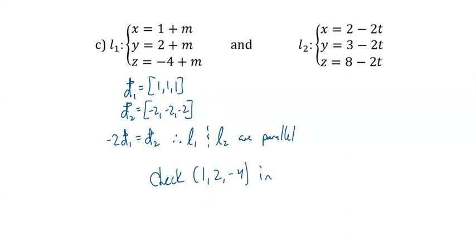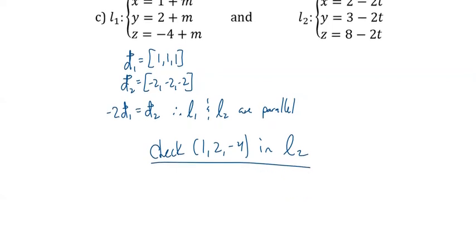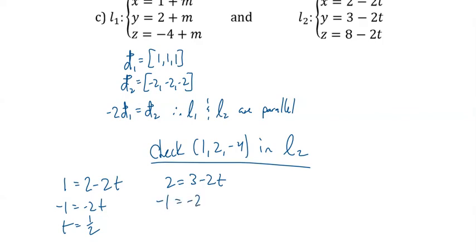t is inconsistent. The point is not on line 2. Parallel and distinct, no solutions. Your practice is just questions 1 and 2 from the worksheet that was posted.